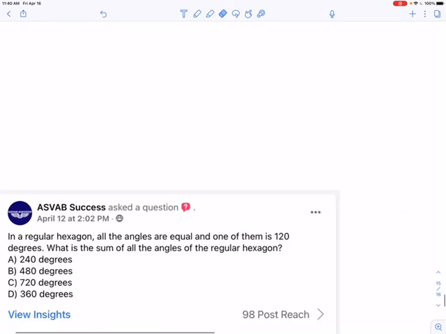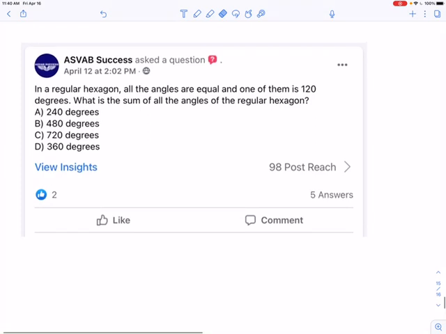Okay. All right, here we go. Last question. It says, in a regular hexagon, all the angles are equal and one of them is 120 degrees. What is the sum of all the angles of the regular hexagon? So the question here really is, if all of them are the same and one of them is 120, which means all of them are 120, what is the sum of all of them?